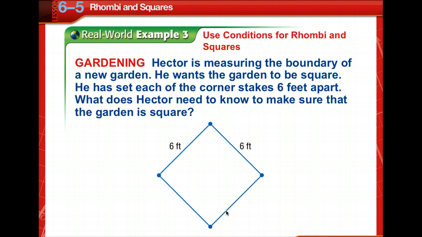Now we're going to use conditions for rhombi and squares. Hector is measuring the boundary of a new garden, and he wants the garden to be square. He has set each of the corner stakes 6 feet apart. What does Hector need to know to make sure that the garden is square?